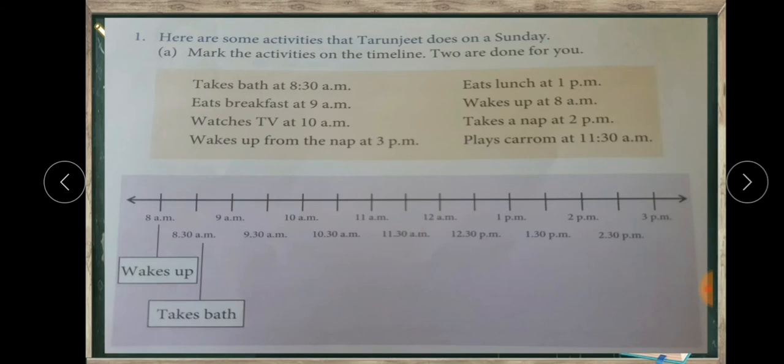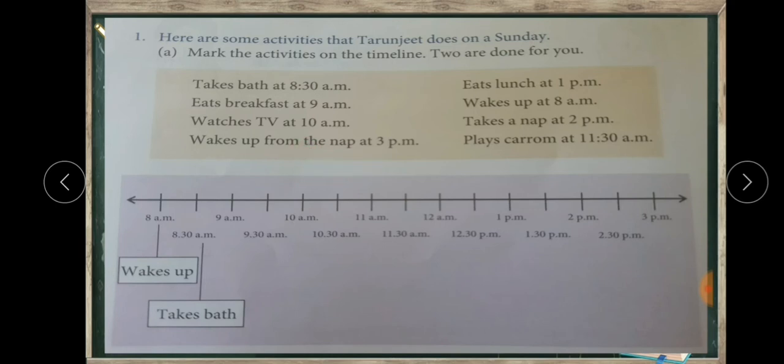Okay children. Next, eats lunch at 1 p.m. Where 1 p.m. is, here we have to write eats lunch. Next 2 p.m., takes a nap. So here we can write takes a nap. And 3 p.m., wakes up from the nap. So at 3 p.m. here we can write wakes up from the nap.